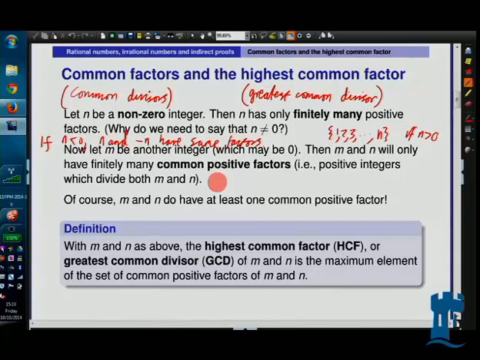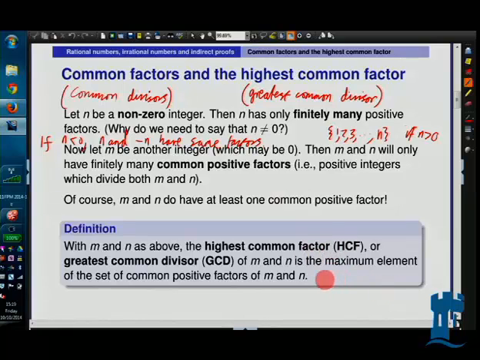But if m and n are both 0, this goes completely haywire again. If m and n are both 0, then everything, a million, divides into 0 and into 0. So the highest common factor of 0 and 0 doesn't make much sense, because everything goes into 0 and everything goes into 0. m and n are allowed to be equal otherwise, though. The highest common factor of 3 and 3 is 3. That's not a problem. But the highest common factor of 0 and 0 doesn't make sense.